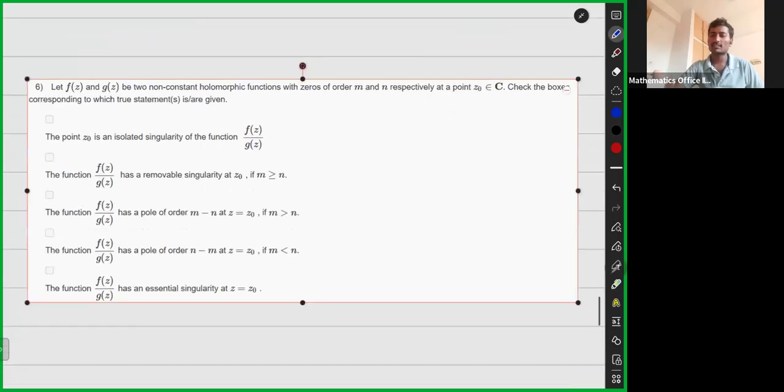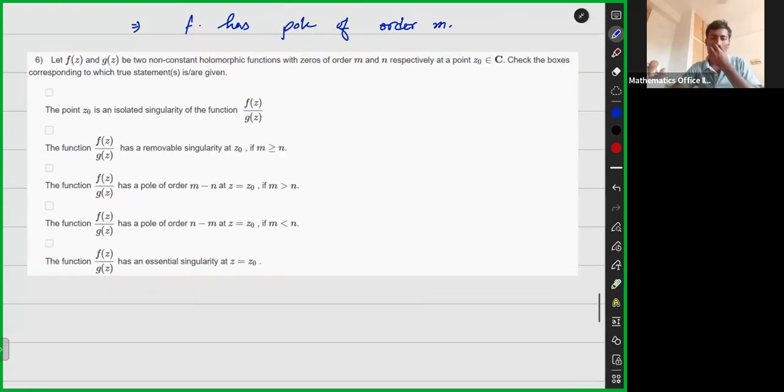Let's see another question. f(z) and g(z) are two non-constant holomorphic functions with zeros of order m and n. So using the hypothesis, what can we write? Using the factorization theorem, f(z) is equal to (z − z0) to the power m into some other function h1(z). This is now a non-zero holomorphic function. All the zeros have been counted in this part.